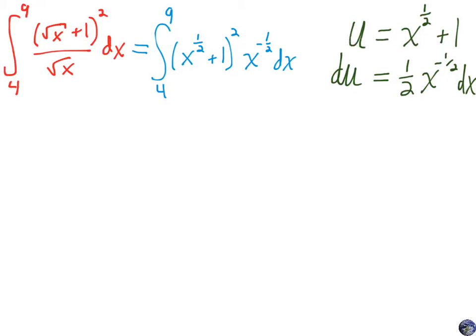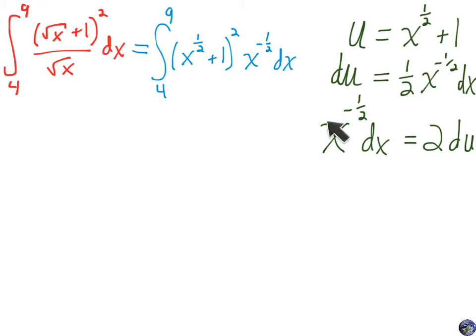So one last little thing I want to do here, this will save us having to solve for x and plug it back in like we normally do. So we just kind of say, hey, this is pretty much what we have right here. So let me just go ahead and multiply this over. I'm going to multiply both sides by 2. So we can see that x to the negative 1/2 dx is just 2 du.